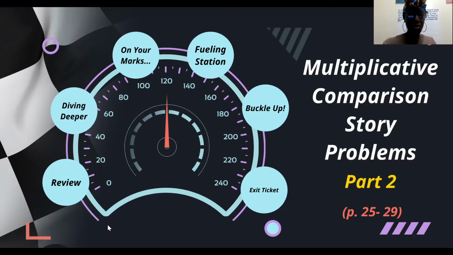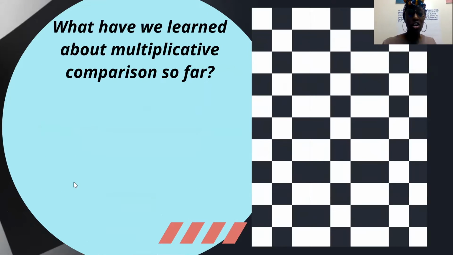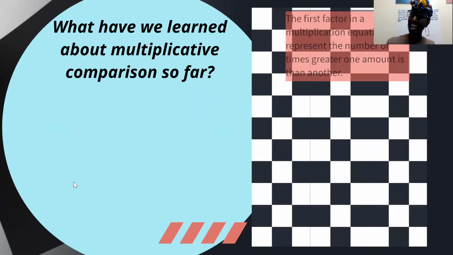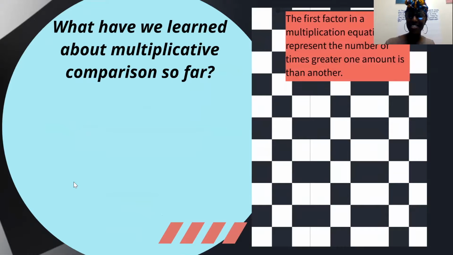Let's get started with a review. So, what have we learned about multiplicative comparison so far? Go ahead and start sharing out every single thing that you know. Nice. So we know about the factors, right? So when we think about the first factor in that multiplication equation, it represents the times as many.